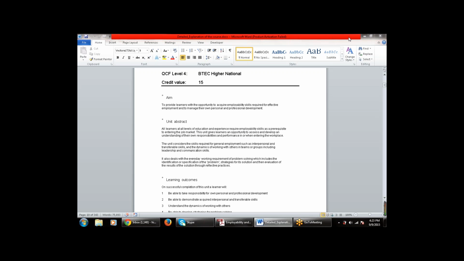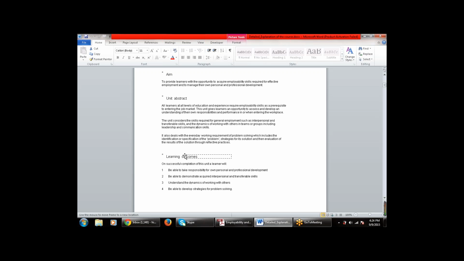Then this is the unit abstract of this book, that is, what are the various unit abstracts available in this book for the various concepts. This unit considers the skills required for general employment, such as interpersonal and transferable skills used within a dynamic environment, including leadership and communication skills. It also deals with the everyday working requirement of problem solving, which includes the identification or specification of the problem, the strategies used, and the evaluation of the results, and how to use them in reflective practice. That is the unit abstract of this book.